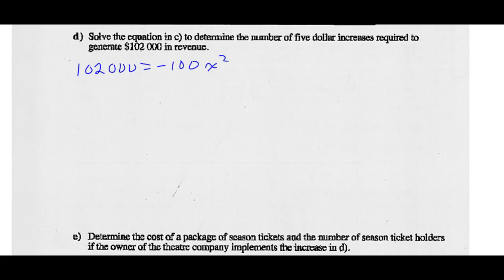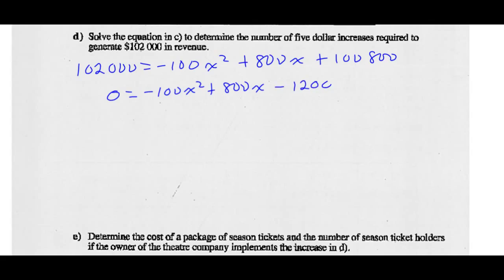$102,000 equals negative 100x squared plus 800x plus 100,800. So to solve that equation, we're going to set it equal to 0. So you get negative 100x squared plus 800x. And we're going to minus 102,000 from both sides. So we minus 102,000 from that, we get negative 1,200.